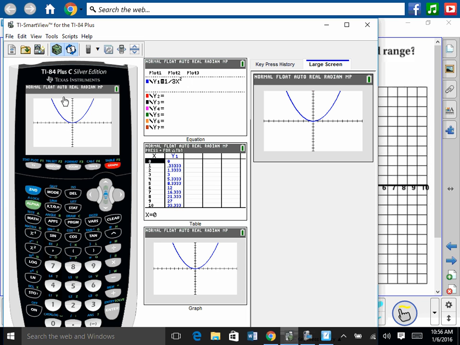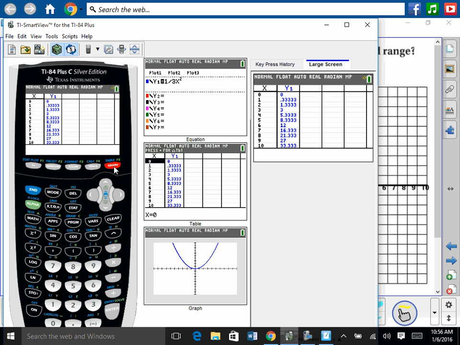Instead of the graph, we're going to do second. See how it says table right here, where the graph key is? So you do second graph, and that will take you to the XY table. Now guys, if we plug in these X values by hand, we're going to get these Y values. That's our input. We would get this out.